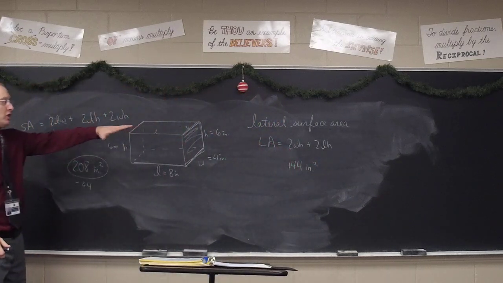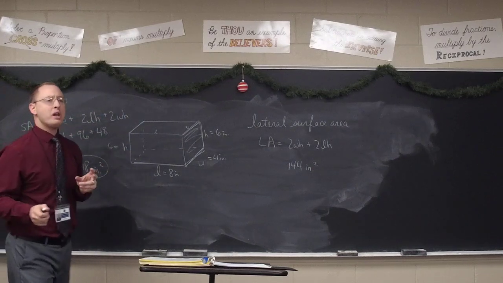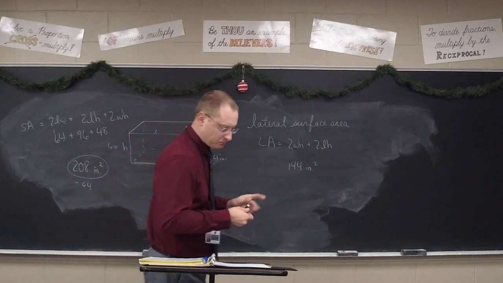So lateral surface area is really easy to find. You just don't have to worry about the top and bottom of the box. Does that make sense? Now, what about a cube, though? Think about a cube.